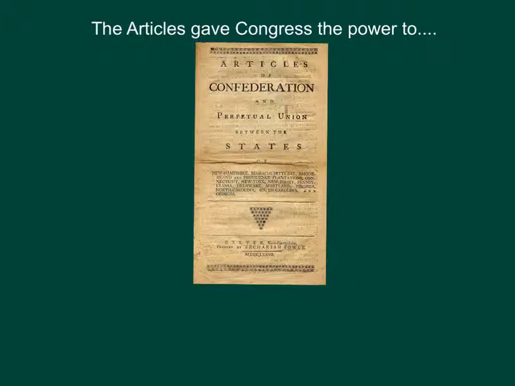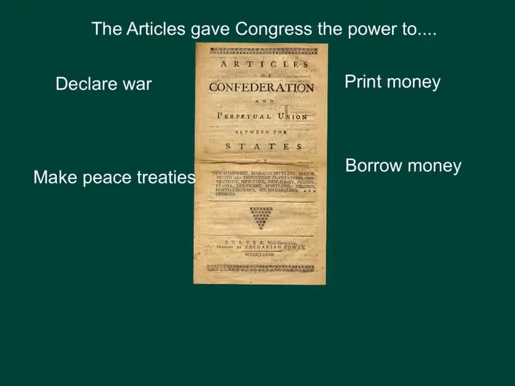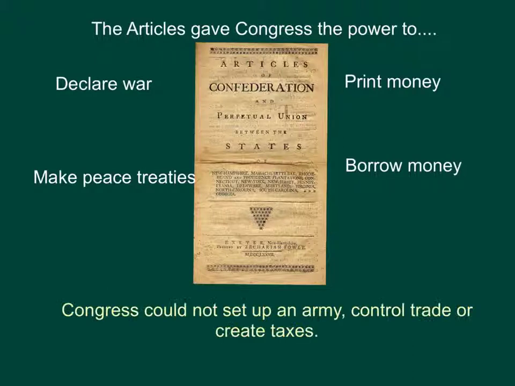The Articles of Confederation gave Congress the power to do the following: declare war, make peace treaties, print money, and borrow money. While there were many powers, Congress did not have the power to set up an army, control trade, or create taxes.